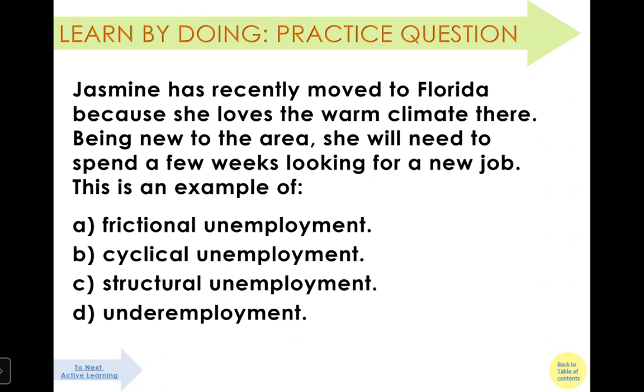Jasmine recently moved to Florida because she loves the warm climate. Being new to the area, she will need to spend a few weeks looking for new jobs. This is an example of frictional, right? It just takes time for her to find a job, right?